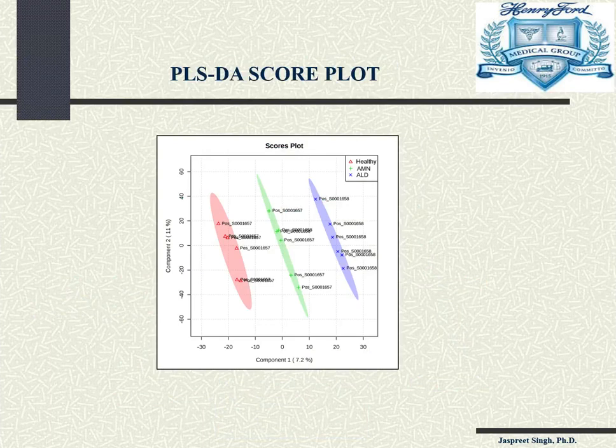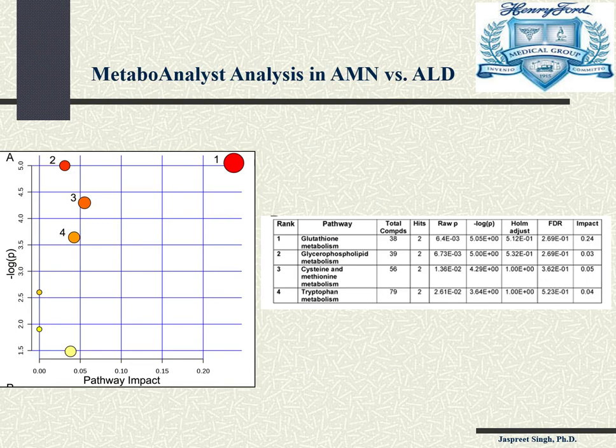So we took the fibroblasts from control healthy patients, AMN and ALD patients. These are skin fibroblasts, and we provided them to the core facility. Based on the data, we could clearly see that the metabolites between control, AMN and ALD were clearly separated in the three samples. Then the analysis was done by the bioinformaticians.